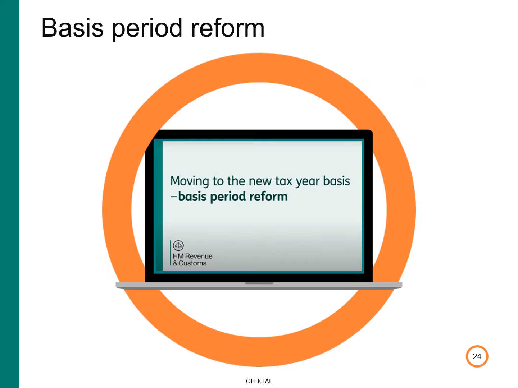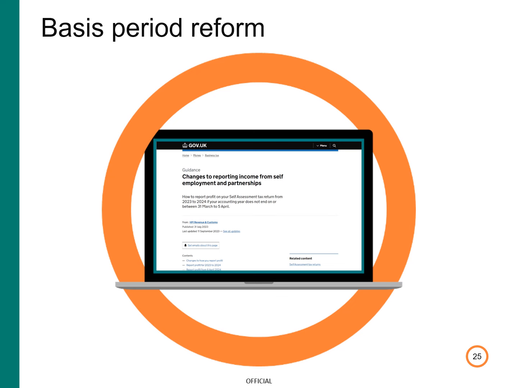Find out more about basis period reform in our YouTube video, Moving to the New Tax Year Basis, Basis Period Reform. Gov.uk also has lots of information and examples. There's a link to this page, Changes to Reporting Income from Self-Employment and Partnerships, in the Help About guidance. The page has links to tools which will help you get your overlap figure and work out your transition profit.